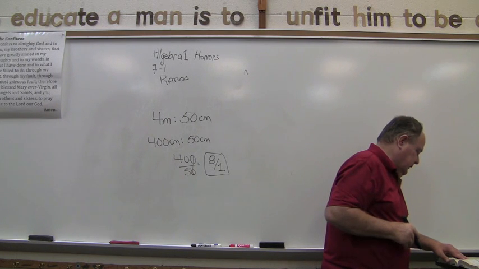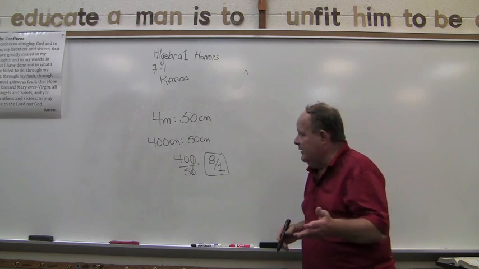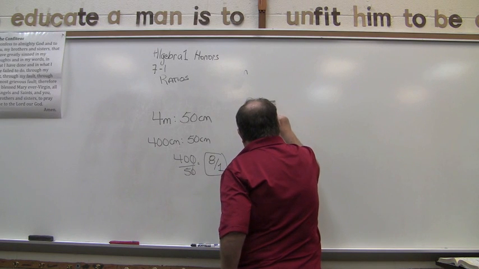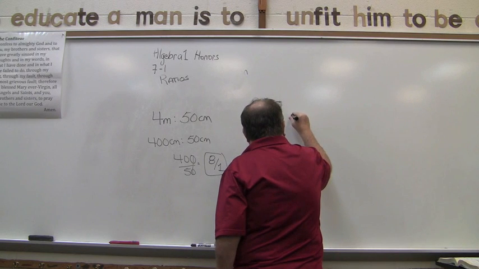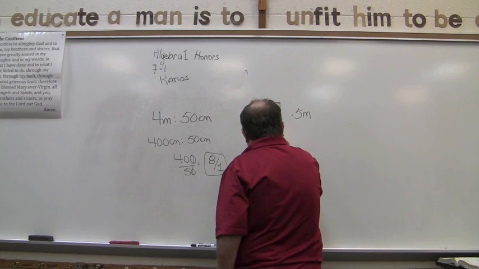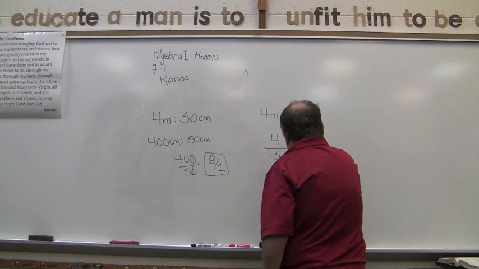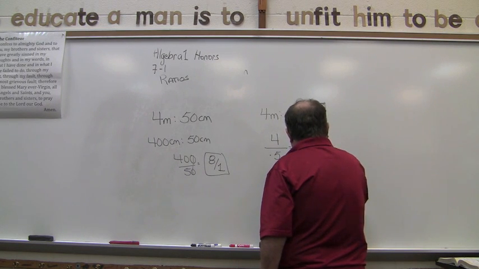Let's pretend that we change it to meters. Instead of going to centimeters, we can leave it in meters. If I leave it in meters, that means my tree would stay 4 meters. And 50 centimeters is actually what? Half a meter. So we can write 4 over 0.5. To clear the 0.5, we multiply everything by 10. We're going to get 40 over 5. And then we divide by 5 and we get 8 over 1.